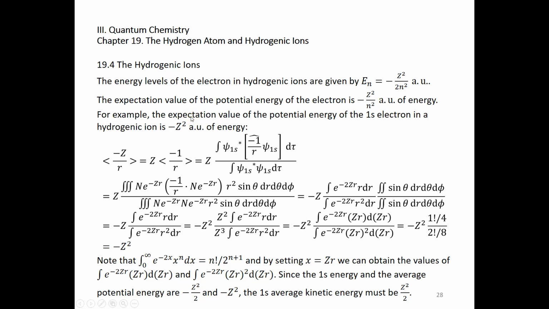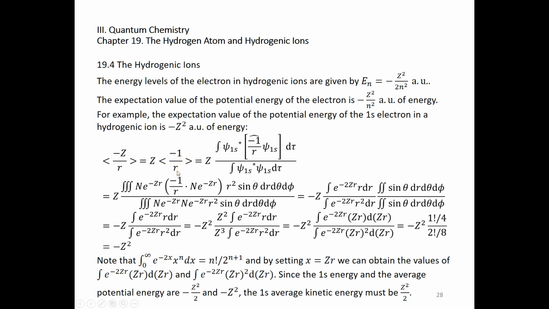Now let's look at one example. The expectation value of the potential energy of the 1s electron in a hydrogenic ion is negative Z squared atomic unit. We can evaluate the expectation value of potential energy using quantum mechanical postulate 4. This is the expectation value of potential energy. We can take Z out, and then we just need to evaluate this negative 1 over r.